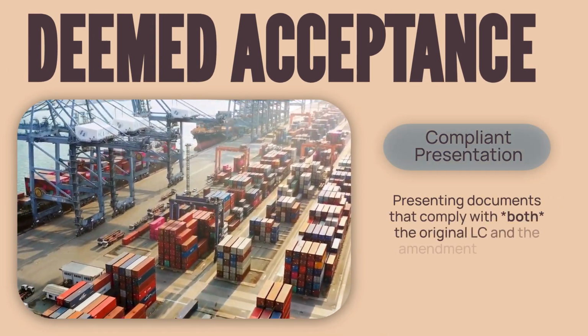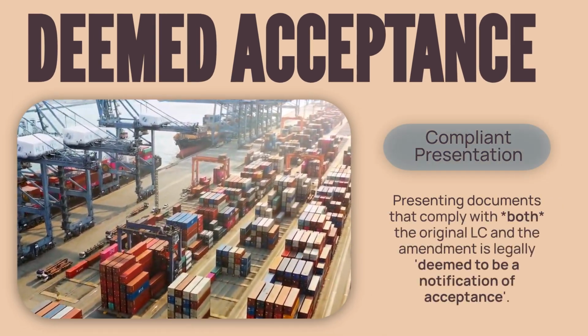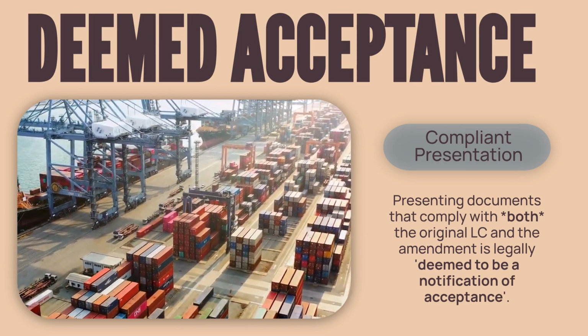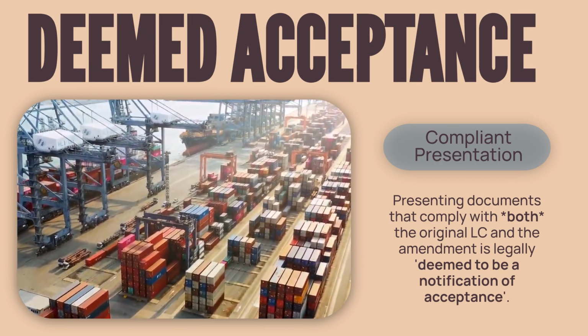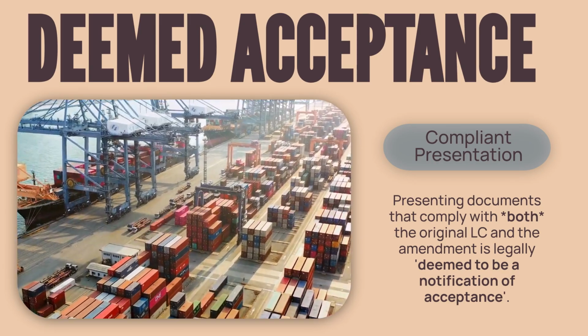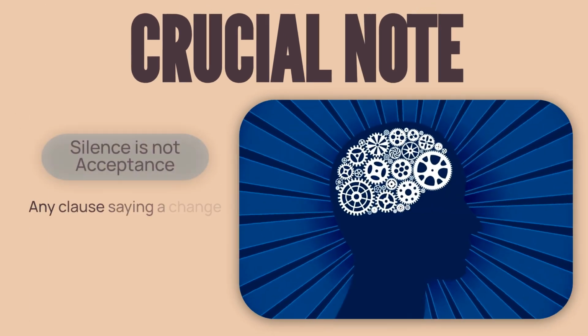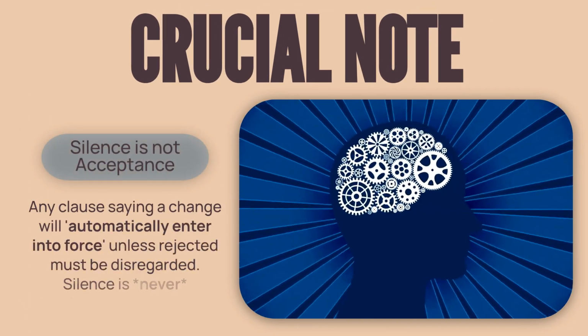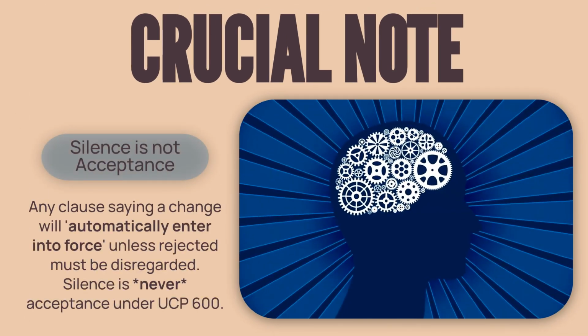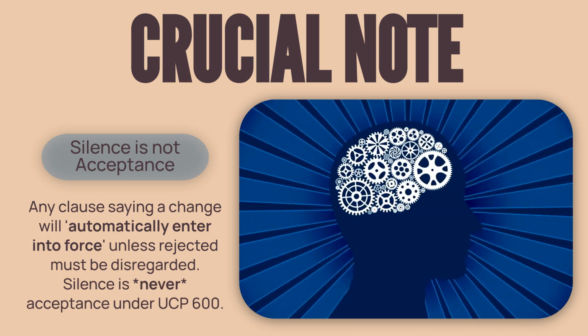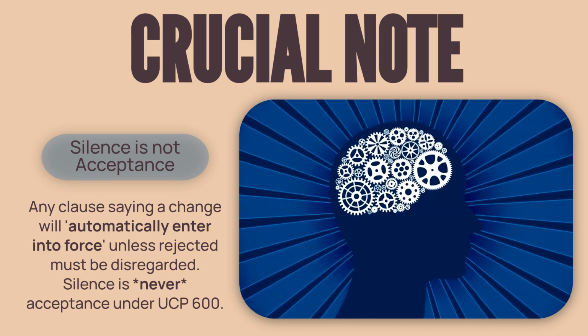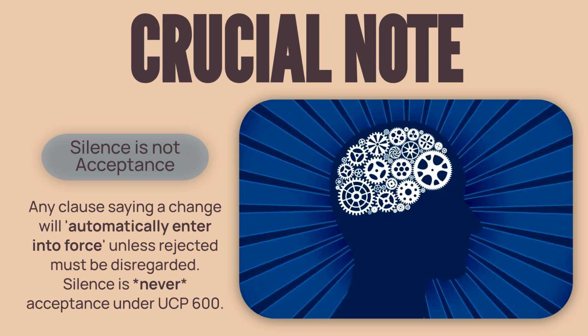UCP 600 provides a safety net called the Compliant Presentation Rule. If you present documents that comply with the original LC and the proposed amendment, that action is legally deemed to be acceptance. Crucially, you must disregard any clause in an amendment stating that the change will automatically enter into force unless you reject it. Under UCP 600, silence is never interpreted as acceptance.